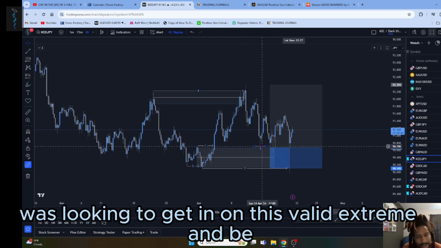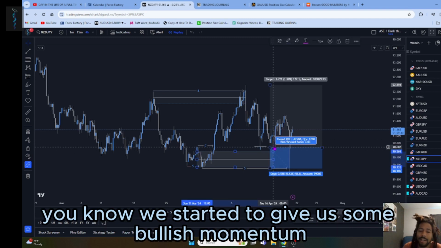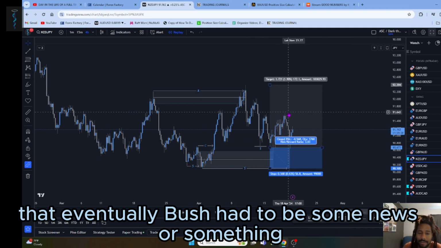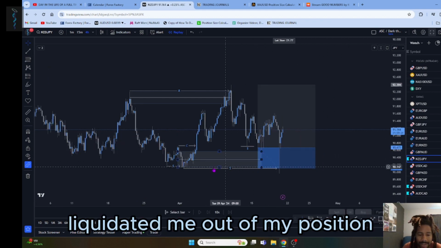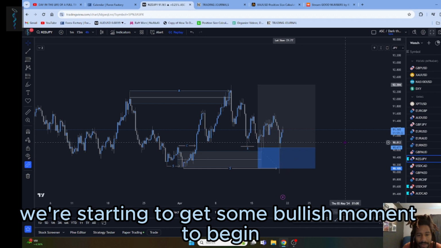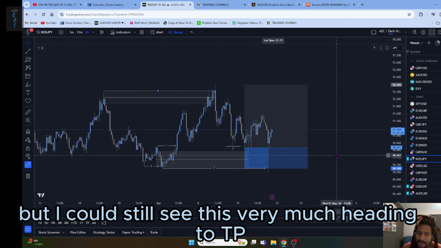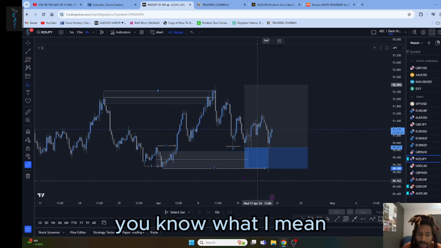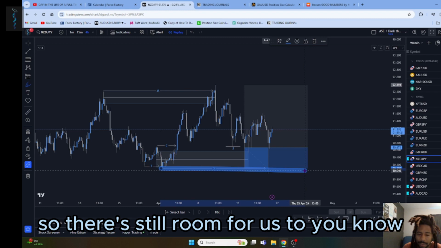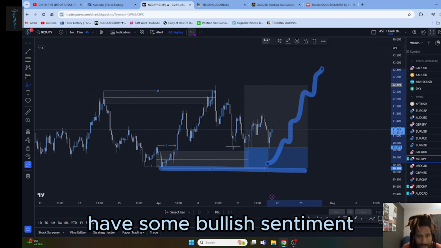This was supply turned to demand, so I was looking to get in on this valid extreme, and we had some liquidity resting. That liquidity got swept out. We started to give some bullish momentum, but eventually it had to be some news or something that liquidated me out of my position, and now we're starting to get some bullish momentum again. But I could still see this heading to TP because we did not close below this low, so there's still room for some bullish sentiment.